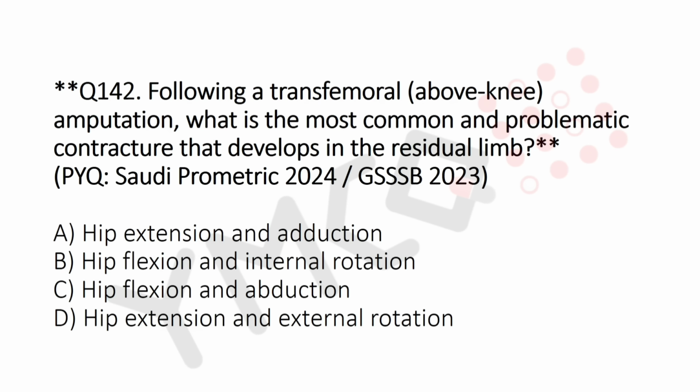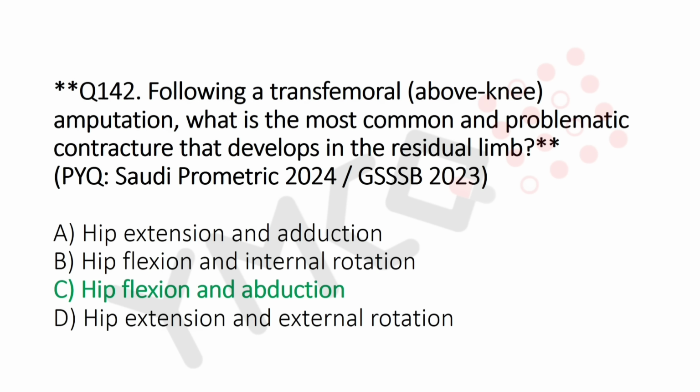Following transfemoral above-knee amputation, what is the most common and problematic contracture that develops in the residual limb? Option A, hip extension and adduction. Option B, hip flexion and internal rotation. Option C, hip flexion and abduction. Option D, hip extension and external rotation. And the answer is option C, hip flexion and abduction.